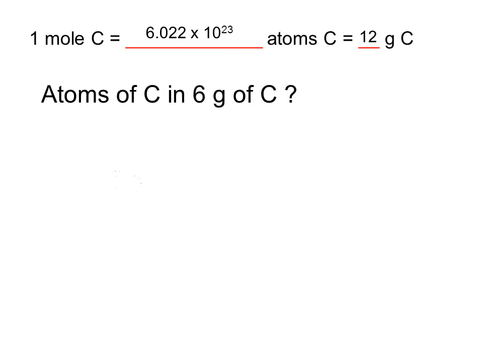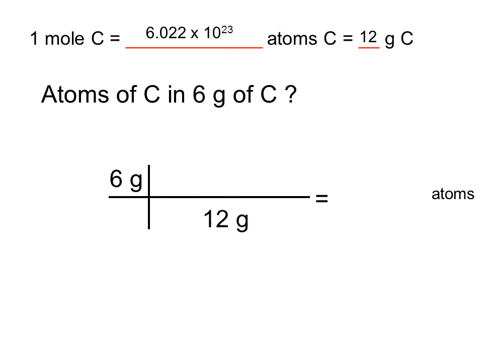How many atoms are there in 6 grams? You know, when you start using this stuff fairly regularly, it gets to be pretty easy. 6 divided by 12 is half. Half of 6 is 3. Carry the 10 to the 23rd, and you got it.